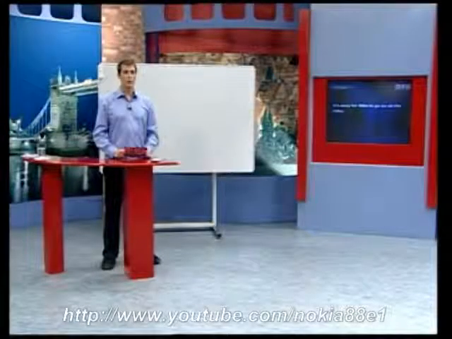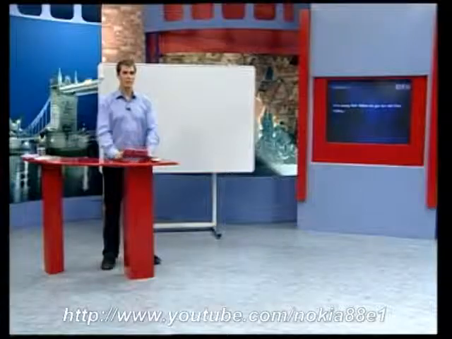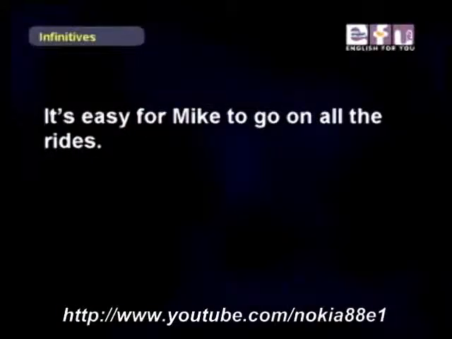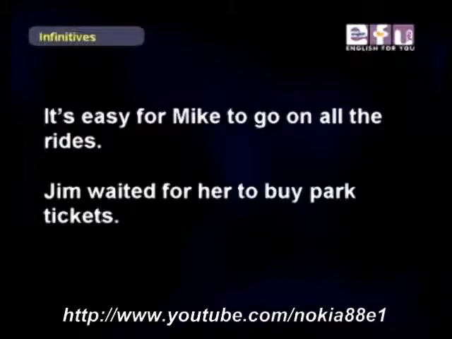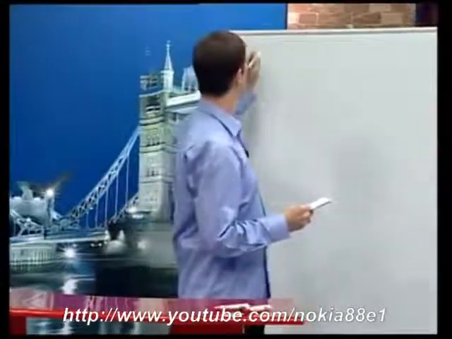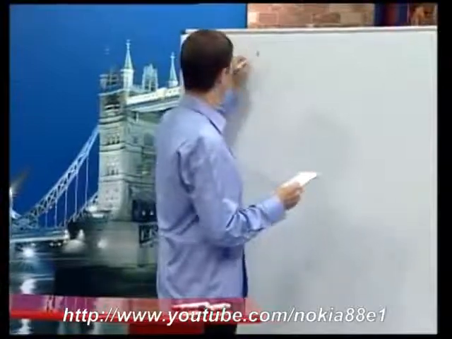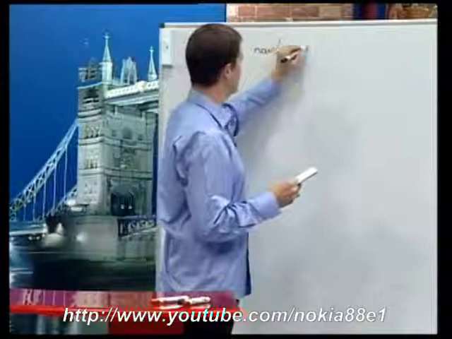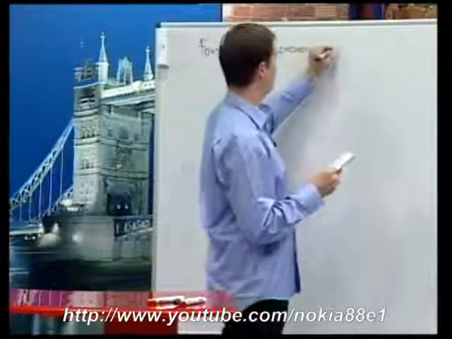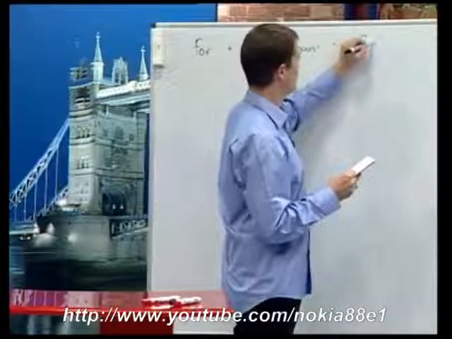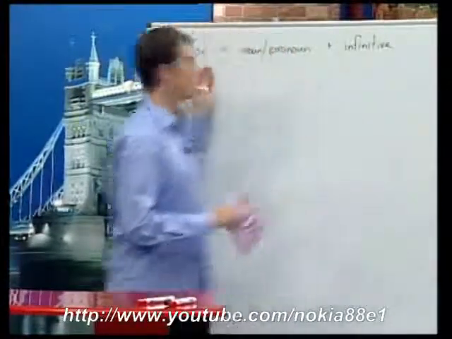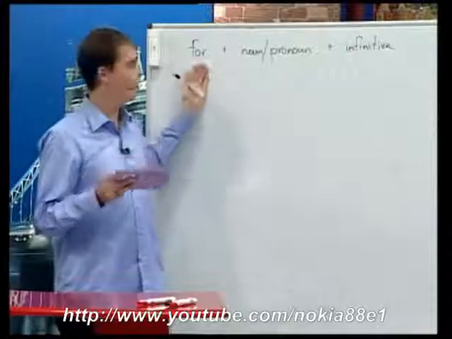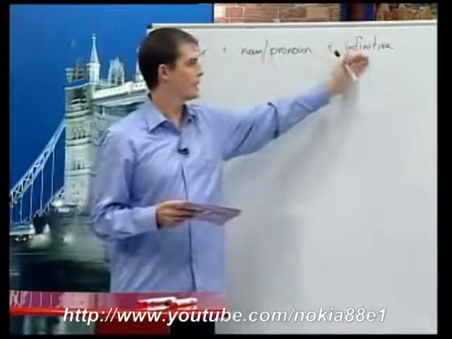Let's look at one more use for infinitives. Have a look at these examples. It's easy for Mike to go on all the rides. And Jim waited for her to buy park tickets. So we have for plus noun or pronoun and plus an infinitive. This form is often used with an infinitive. For, noun or pronoun, plus an infinitive.